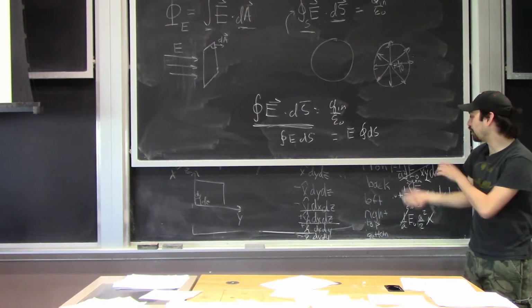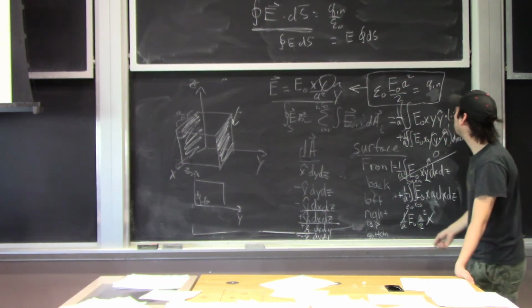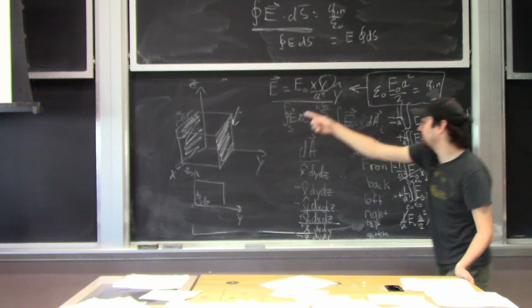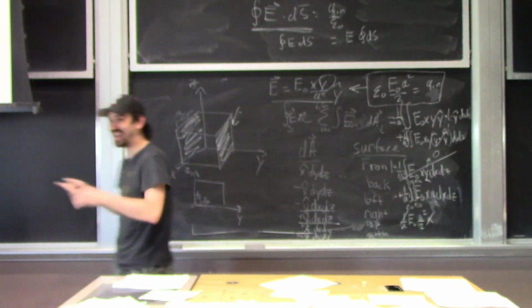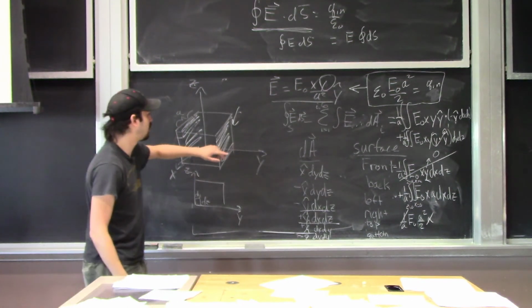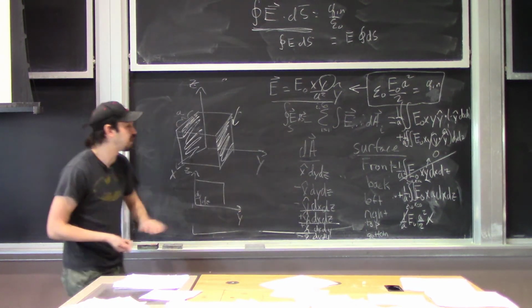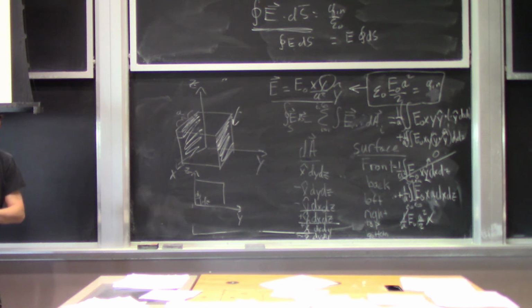Okay. But it really comes down to what surface you're using. And because this was a cube, we ended up getting these a squareds that are popping out of that integral of E dot dA. Yeah, because it's a cube. Yeah. Other questions?